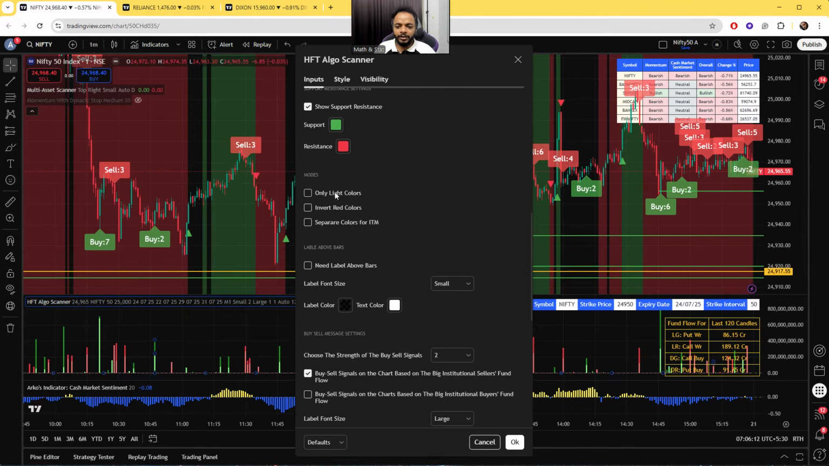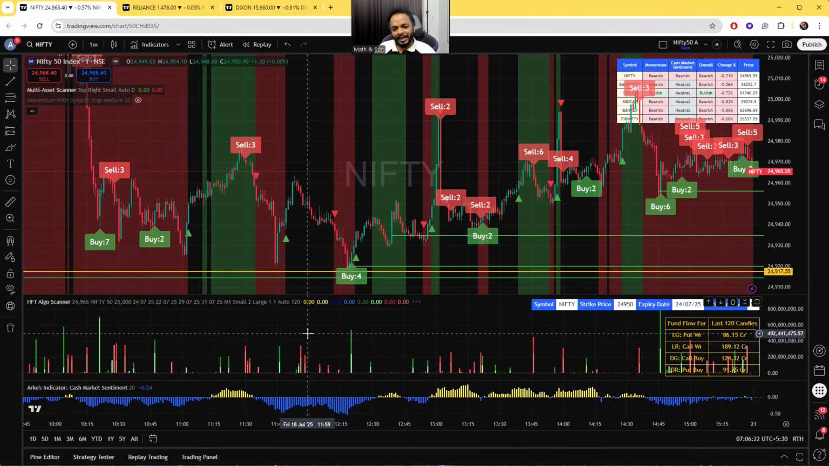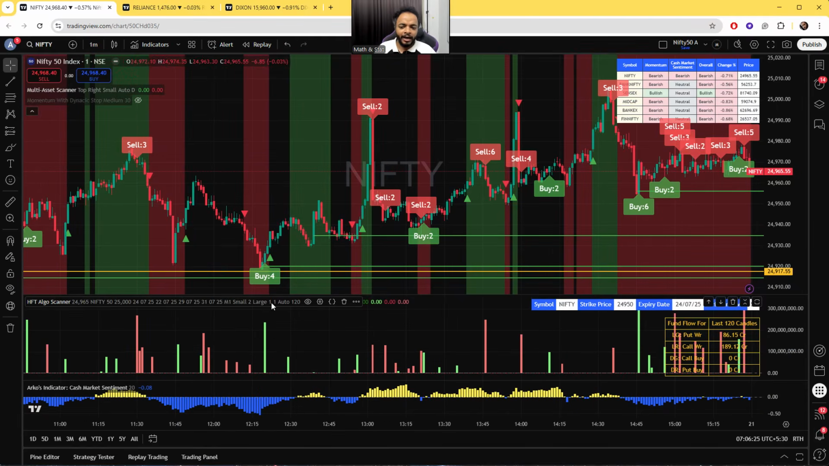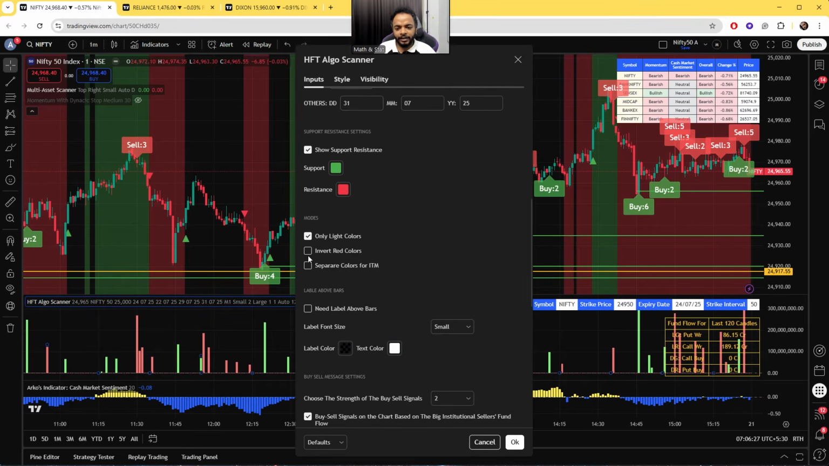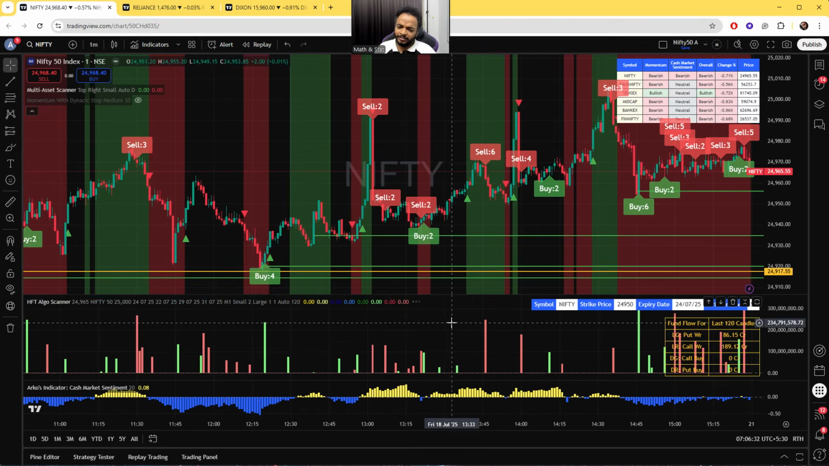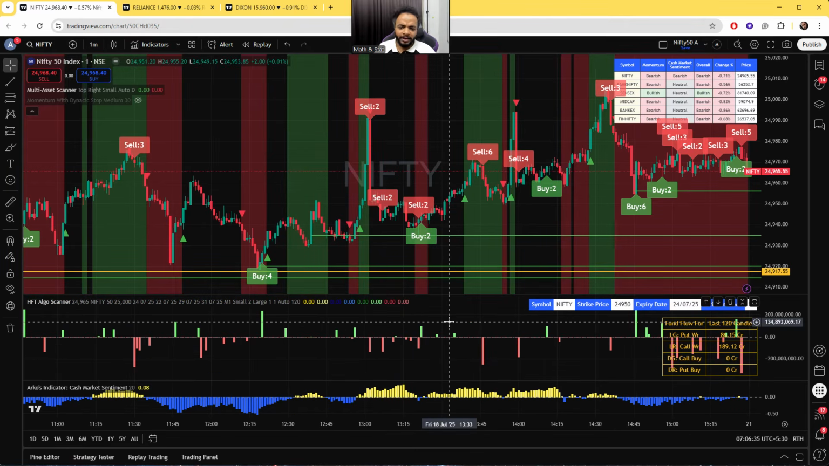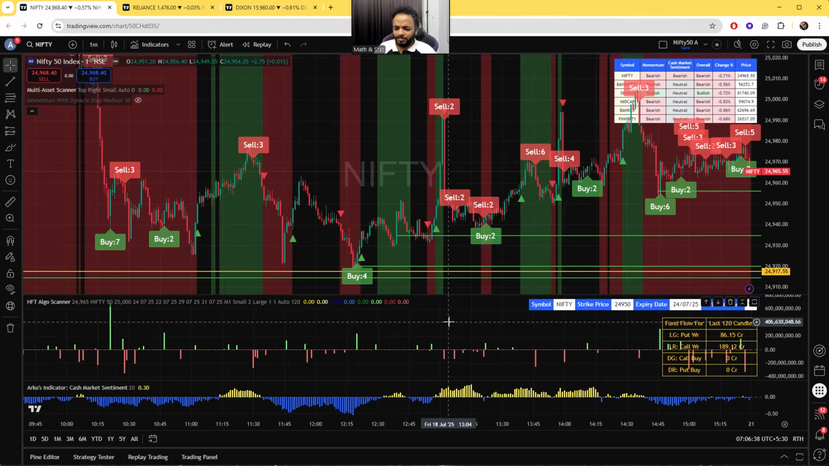And now let's come to the other modes. As I told you, if you just want to see the light colors, that is the writer's perspective, and if you want to view it like I do, you are welcome. Then again, invert red colors, as I have shown you earlier. Again, the reds or the bearish ones are getting painted below the line, and the bullish ones are getting painted above the line.